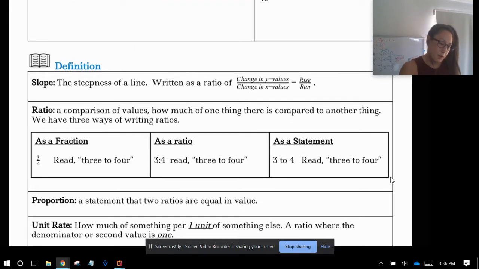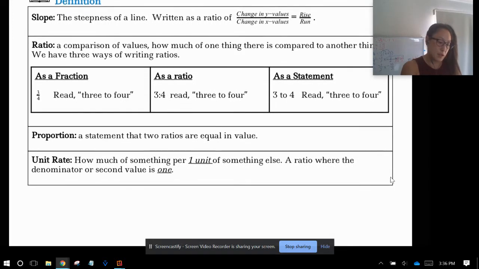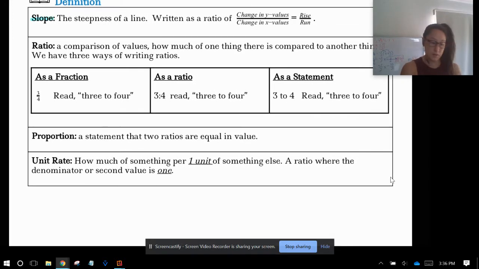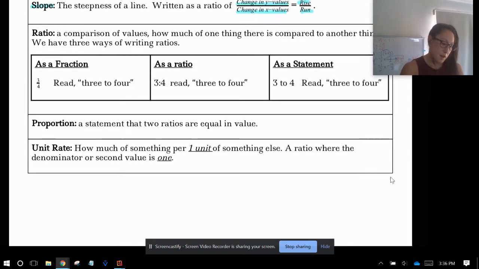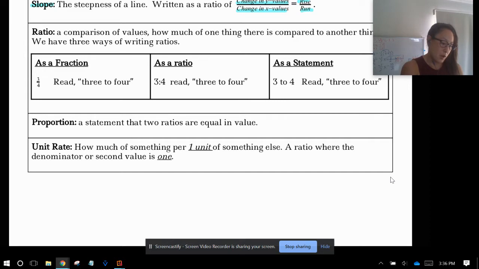So the first thing is we're looking at the slope, which is the steepness of a line. We describe it as the change in the y values over the change in the x values, or the rise over the run is another way we describe that. We also have a ratio. A slope is really just a ratio. It's the comparison of two values.